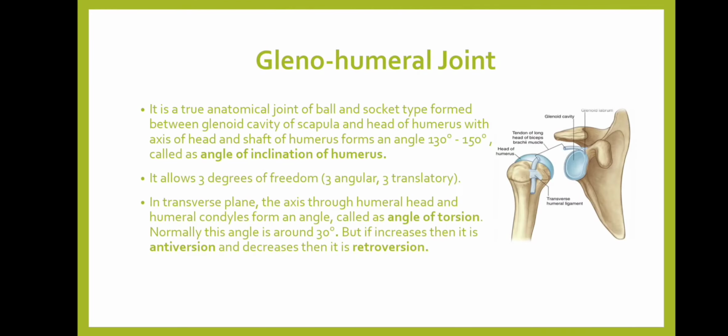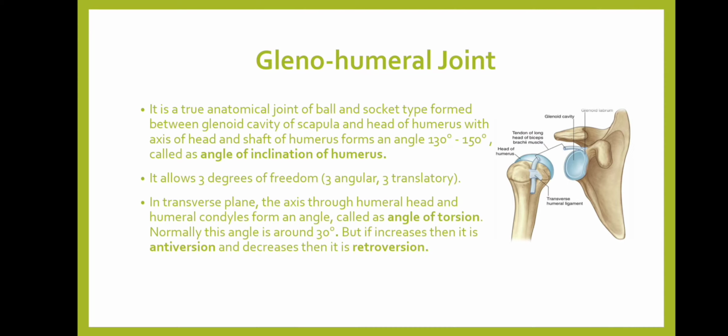Fourth is Gleno-humeral Joint. It is a true anatomical joint of ball and socket type. It is formed between glenoid cavity of scapula and head of the humerus. The axis of head and the shaft of humerus form an angle called angle of inclination of humerus, and it is around 130 degrees to 150 degrees. It also allows 3 degrees of freedom, that is 3 angular and 3 translatory.